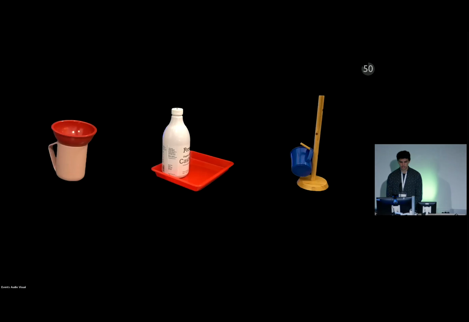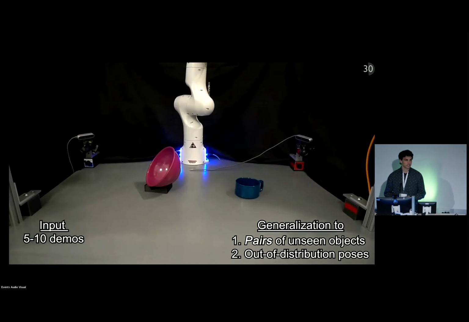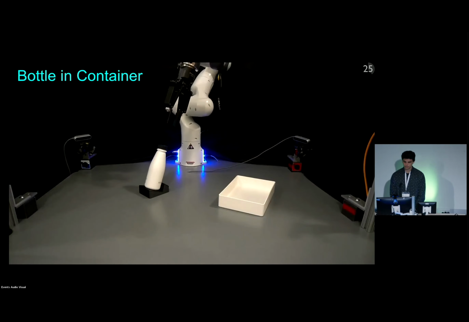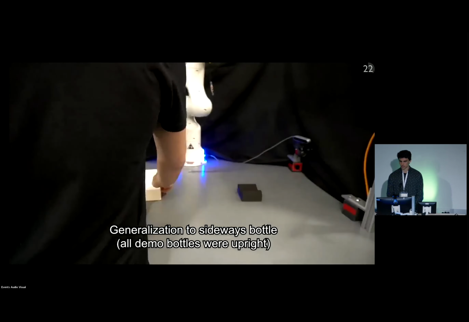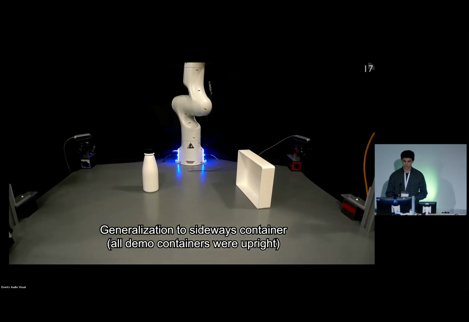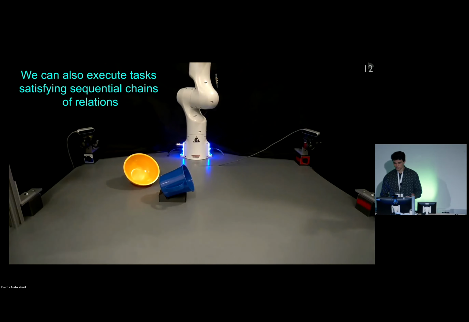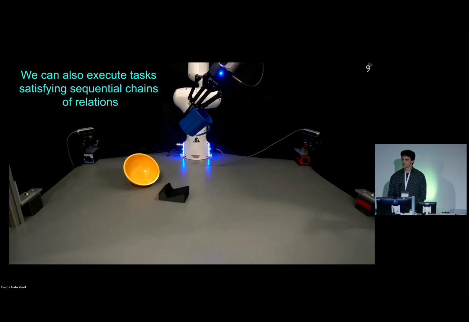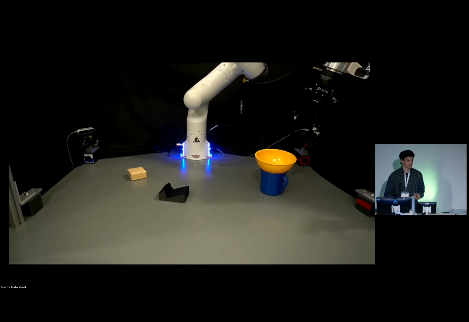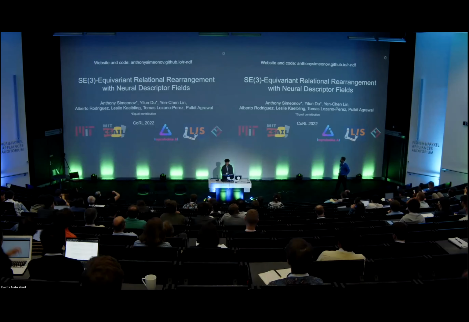We propose a method based on neural descriptor fields, which enables a robot to perform relational rearrangement tasks on pairs of unseen objects in out-of-distribution poses while operating from just a small handful of demonstrations. Here in this example, we can see the robot is able to place a bottle upright in a container, irrespective of the pose of the bottle or the pose of the container. We can also use our method to infer sequential chains of relations, enabling multi-step tasks that involve more than two objects by composing the individual relations. For more details, come visit the poster. Thanks.